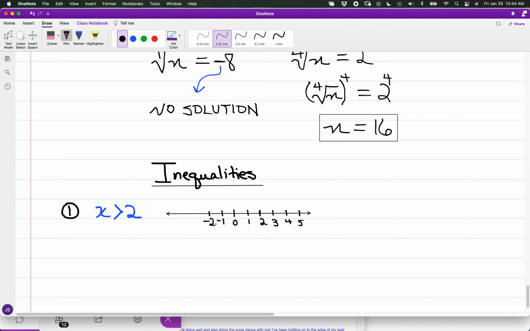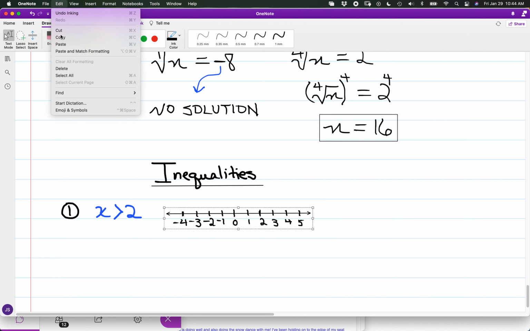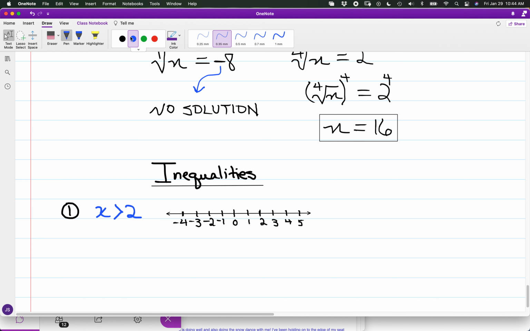And I want to represent this statement in the form of a number line. So there'll be some activity going on. Okay, for what we have in the case of a number line, I have x is greater than 2.